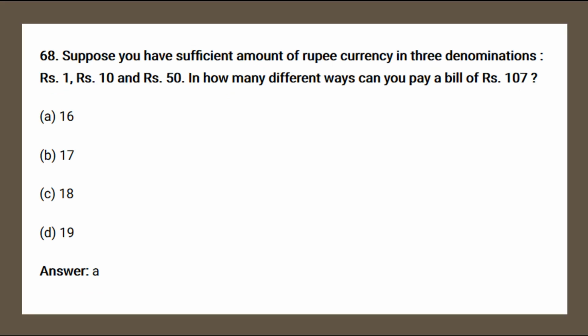Next question 68. Suppose you have sufficient amount of rupee currency in three denominations: rupees 1, rupees 10 and rupees 50. In how many different ways can you pay a bill of rupees 107? Option A 16, B 17, C 18, D 19. And the answer is option A 16.